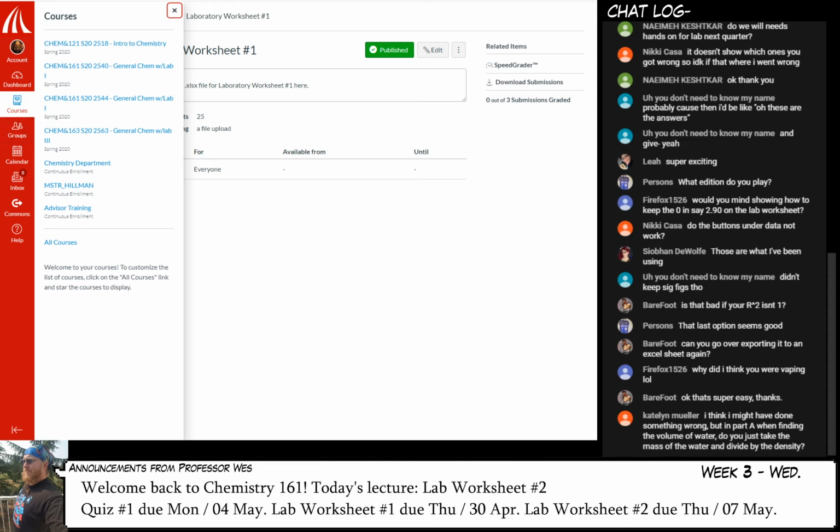Finding the volume of the water, do you just take the mass of the water and divide by the density? Every time I do density, I have to write the formula down, so give me a second. So D is M over V. Oops, I'm hitting buttons on my tablet. V equals M over D. Yeah, so mass divided by density. If you rearrange the equation and the units work out, then you're doing it correctly. So to get units of volume out, mass divided by density would give you units of volume.